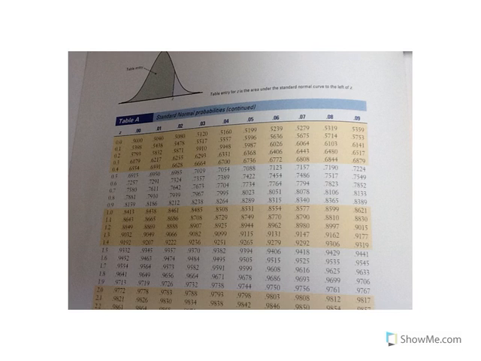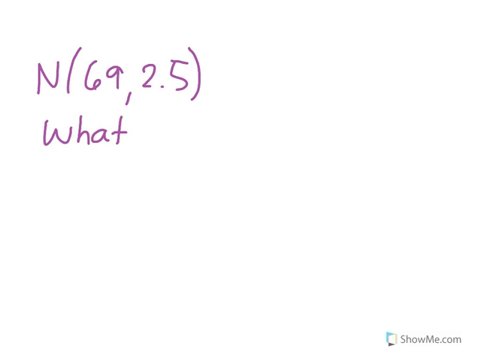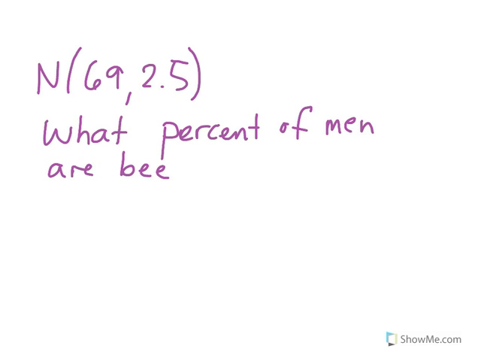So let's say, for example, that I had, back to my distribution of men's heights, a normal distribution with a mean of 69 and a standard deviation of 2.5. Let's say that I want to say what percent of men are between 65 inches and 70 inches.